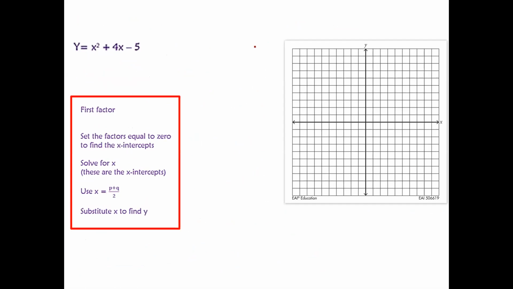Okay, we're going to start with this one right here. Okay, so step 1, factor. So when I go ahead and factor this, I have a negative 5 and a positive 4.